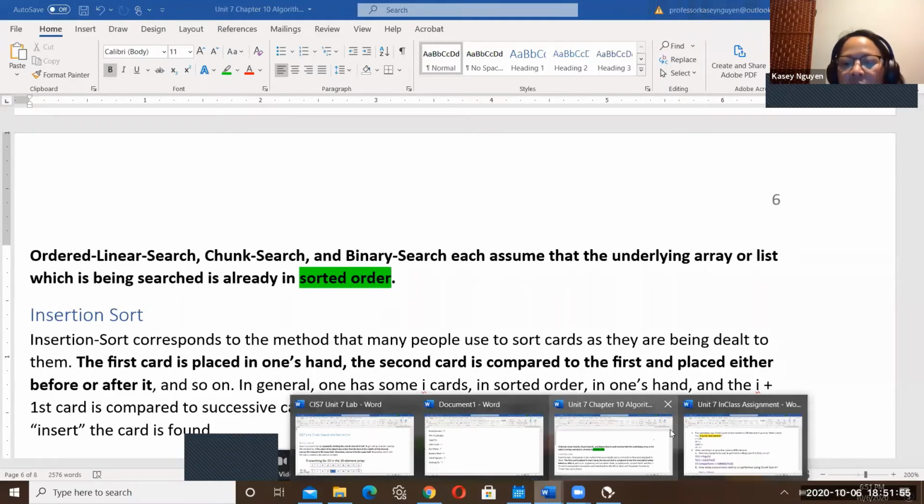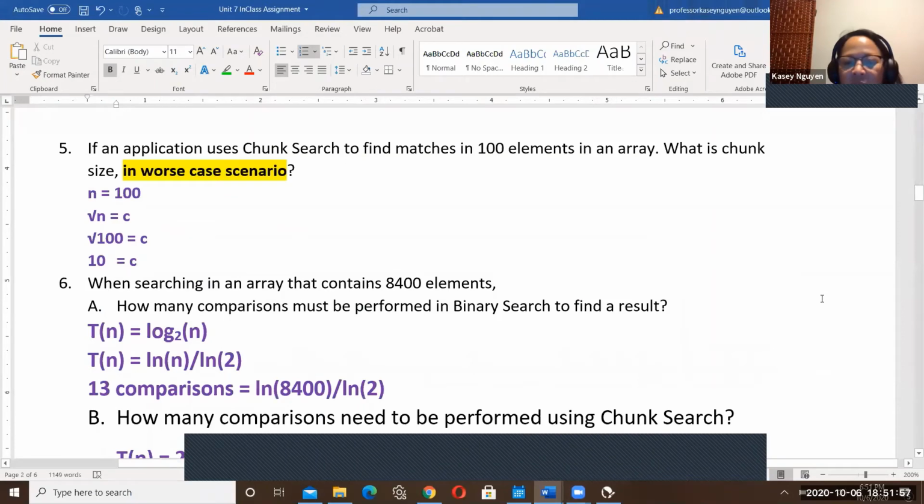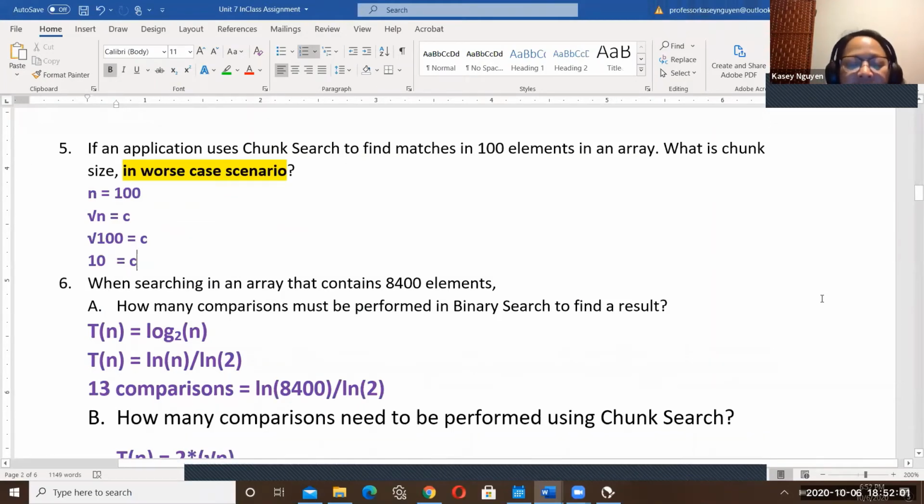Let's do the calculation for number 6. When searching an array that contains 8,400 elements, how many comparisons must be performed for the binary search to find the result? We know that our T of n is log 2 of n, which is also the natural log of n divided by the natural log of 2.